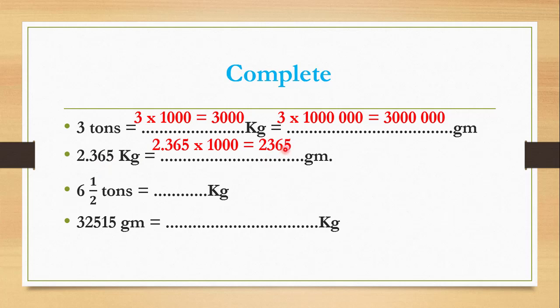So 2365. The next one, 6.5 tons. 6 tons to kilograms. 6 tons equal 6000 kilograms. And half ton, 500. So I have 6500. Now from gram to kilograms. From small to big. I'll divide by 1000. So it will be 32.515.